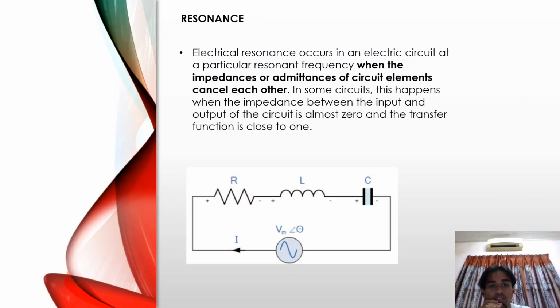What is resonance? Electrical resonance occurs in an electric circuit at a particular resonant frequency when the impedance or admittance of circuit elements cancel each other. In some circuits, this happens when the impedance between the input and output of the circuit is almost zero and the transfer function is close to 1.